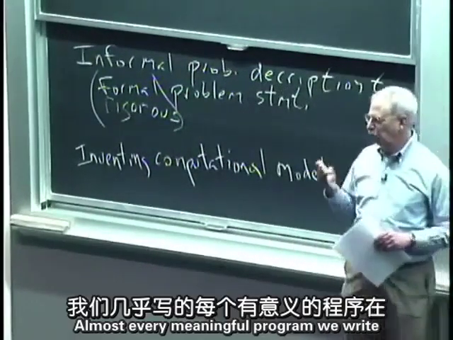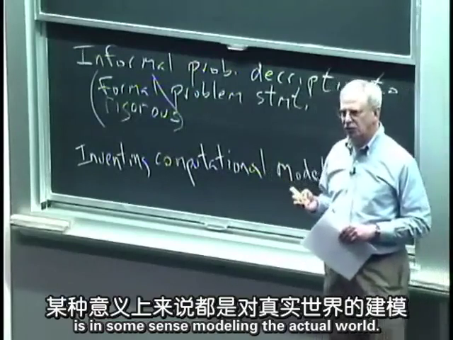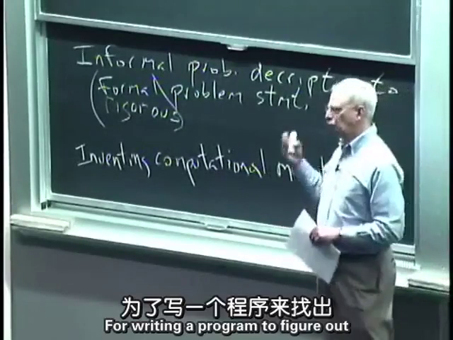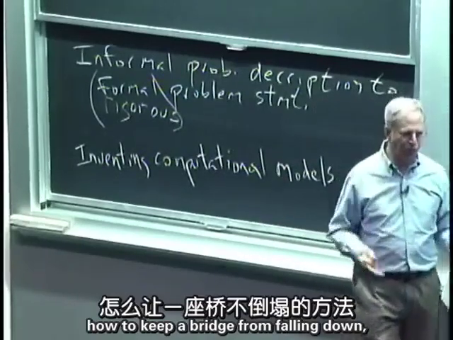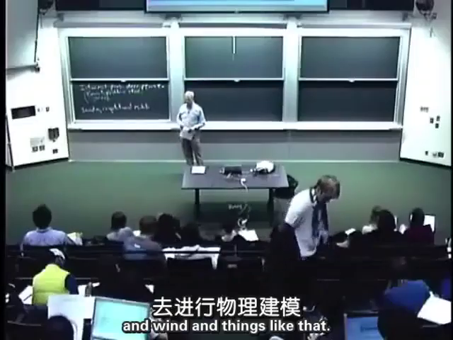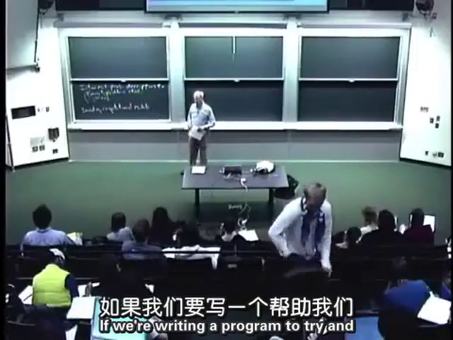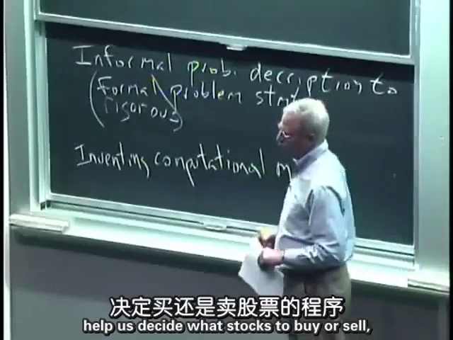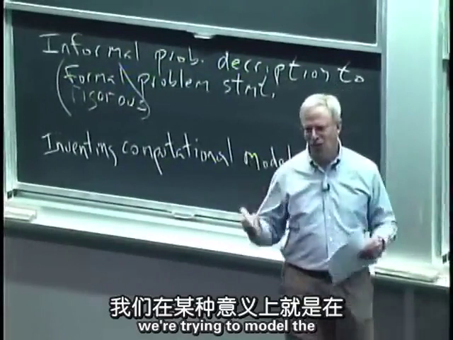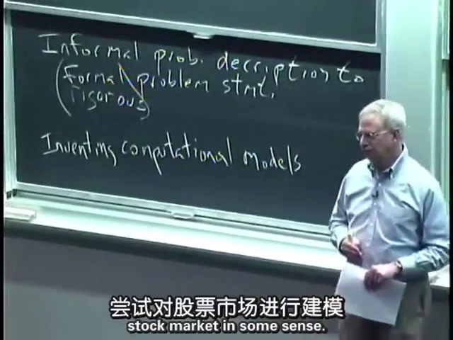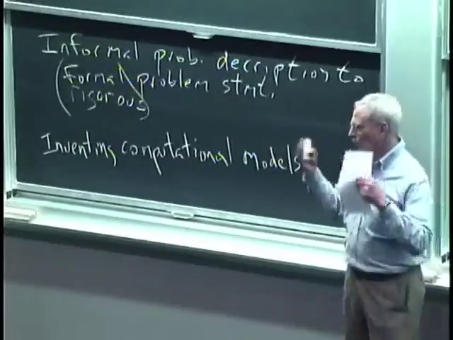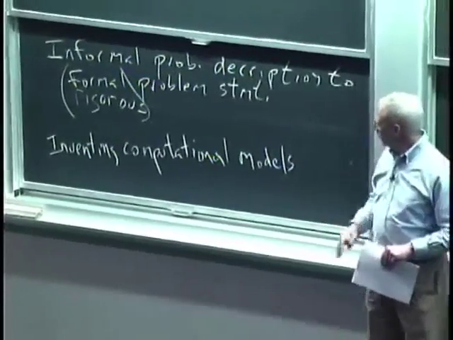Almost every meaningful program we write is in some sense modeling the actual world. If we're writing a program to figure out how to keep a bridge from falling down, we're modeling the physics of bridges and wind and things like that. If we're writing a program to try and help us decide what stocks to buy or sell, we're trying to model the stock market in some sense. If we're trying to figure out who's going to win the Super Bowl, we're modeling football teams.